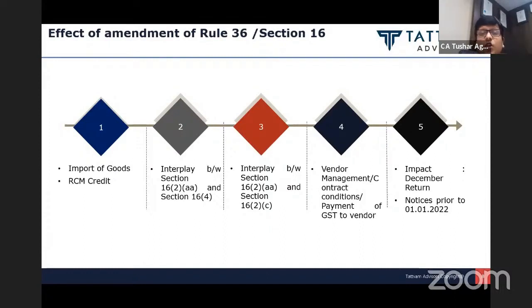It is only applicable on the invoices or the debit notes which are raised by the supplier on you, and not applicable in other situations. First practical implication of this amendment. Moving on to the second implication.